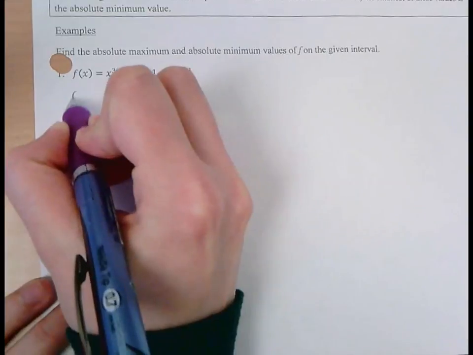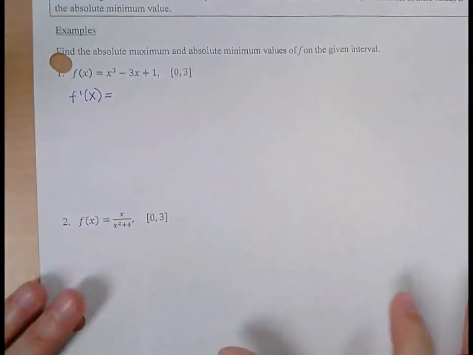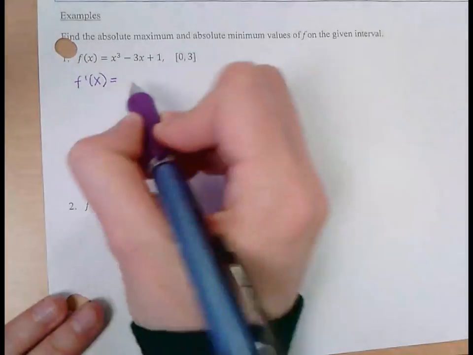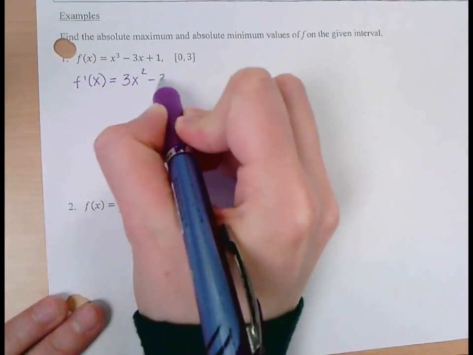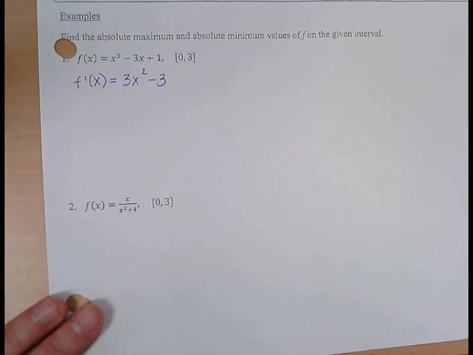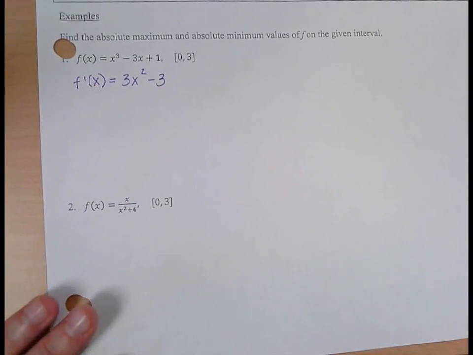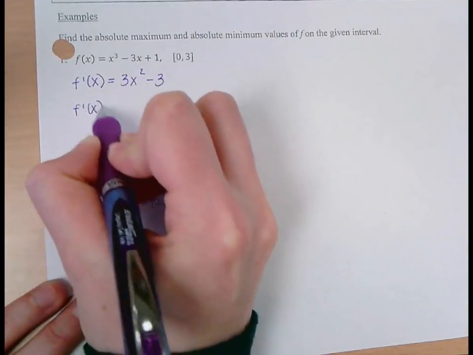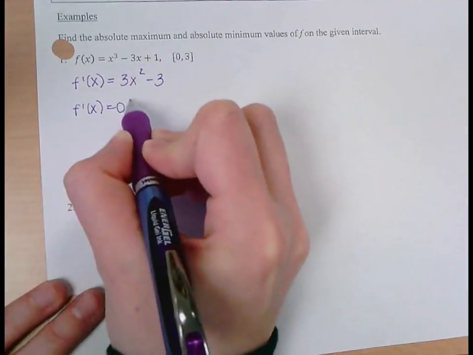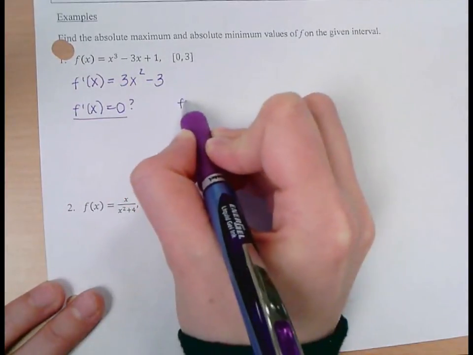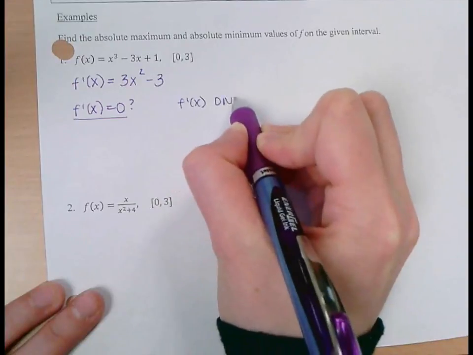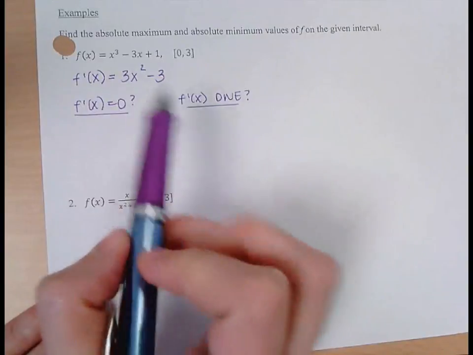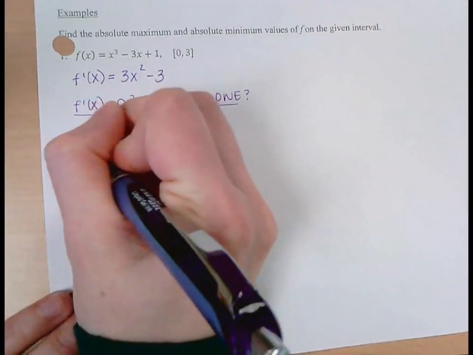So we need to know what f prime is. And what would f prime of x be? Okay, so then we have our derivative. Find the critical values. So find where f prime of x is equal to 0, or where f prime of x doesn't exist. So where does it equal 0? Set it equal to 0, solve for x.